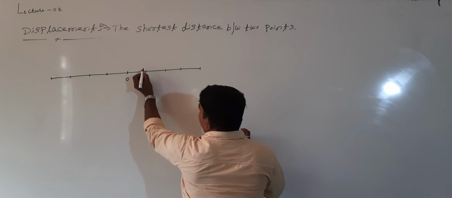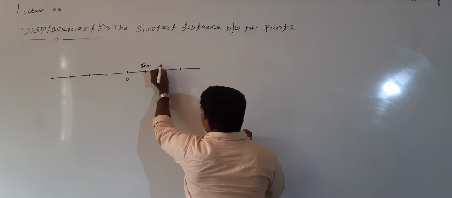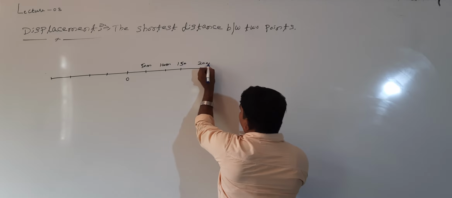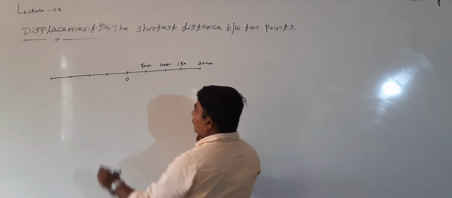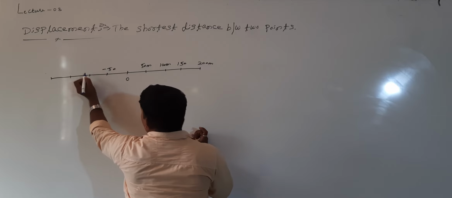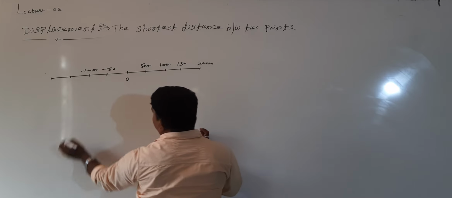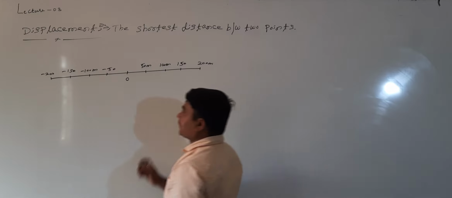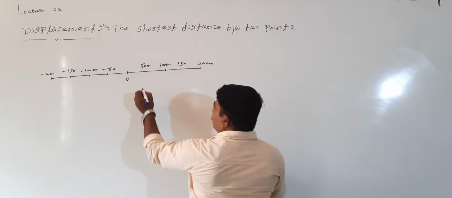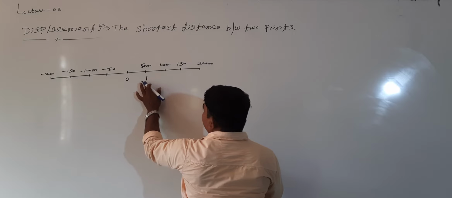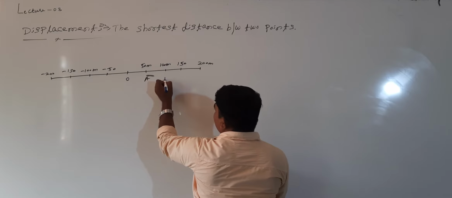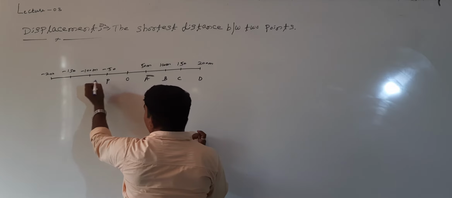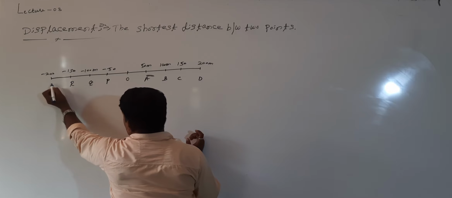This is how much? 50 meter I will take, 100 meter, 150 meter, 200 meter. And on the other side, minus 50 meter, minus 100 meter, minus 150 meter, minus 200 meter. Are you following? This point we are calling A point. This is B point, this is C, this is D point, and these points we are calling P, Q, R, S.